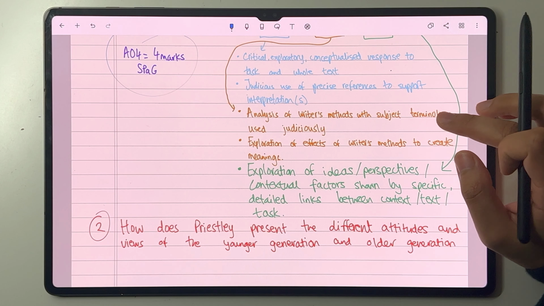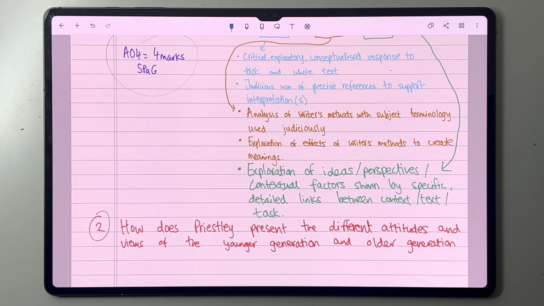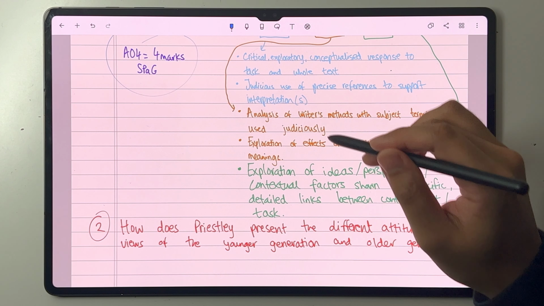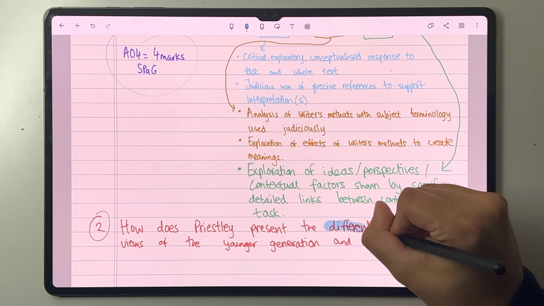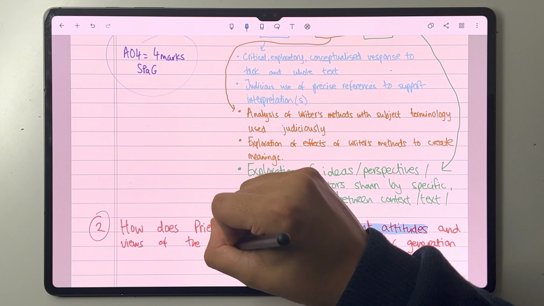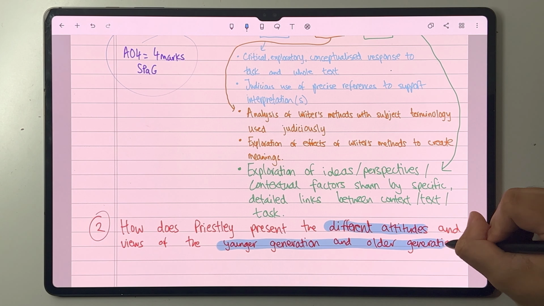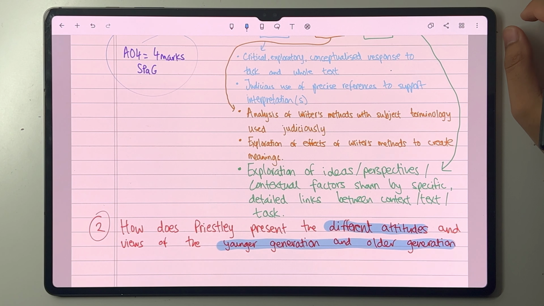Now, the second predicted question we have here is, how does Priestley present the different attitudes and views of the younger generation and older generation? So this is our second predicted question for An Inspector Calls for the GCSE English Literature 2023 Paper 2. This again is a question maybe some of you have done previously, but it's a good idea to look at this in further detail because again it is a potential question that may appear in your exam.